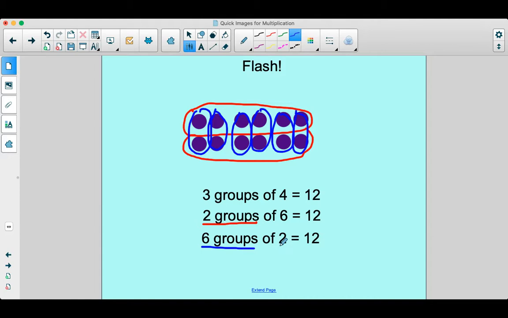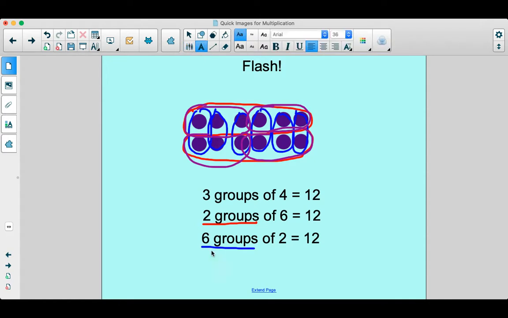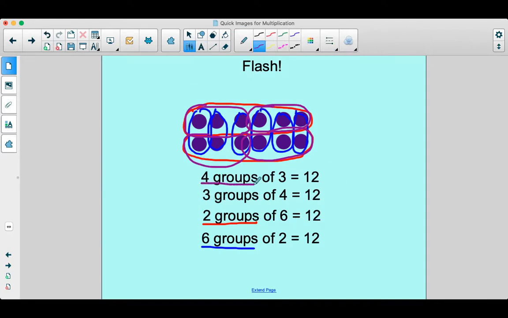What else? What else? Ooh, did anybody do this? 1, 2, 3. 1, 2, 3. 1, 2, 3. 1, 2, 3. So we would have 1, 2, 3, 4 groups of 3. I'm going to put that right here. 4 groups of 3 still makes 12. And I put it up there because you can see that's the commutative property right underneath it. 3 groups of 4 is 12, right? Oh, there's so many different ways. Okay, let's do another one. Let's go on to the next.